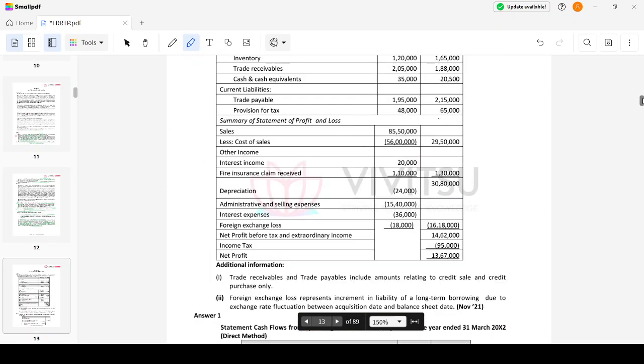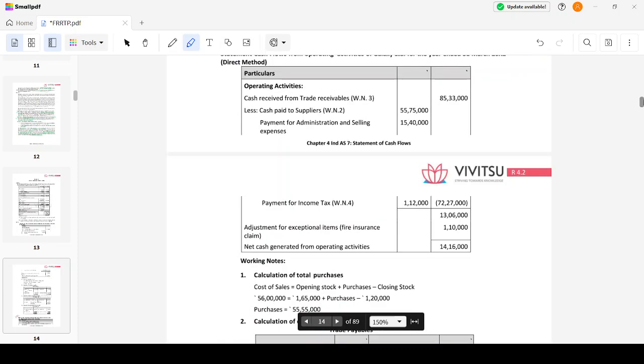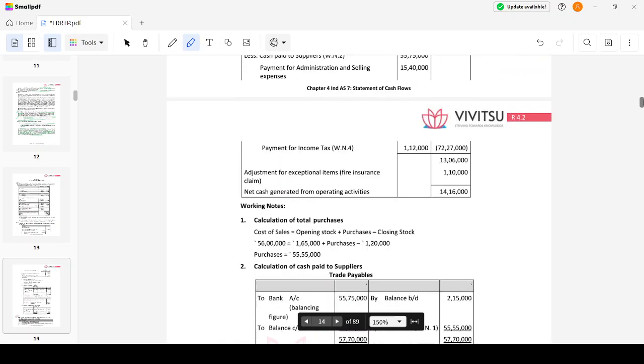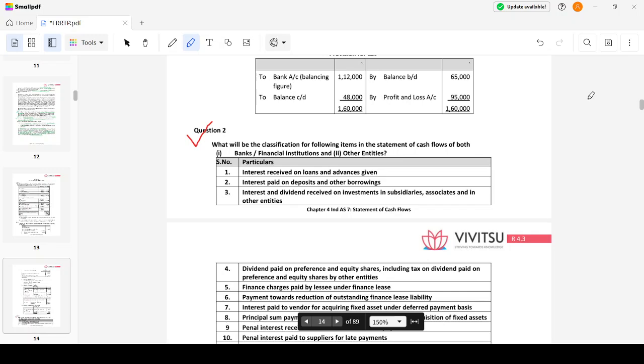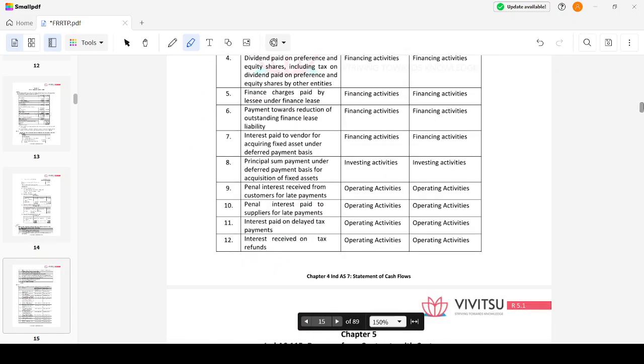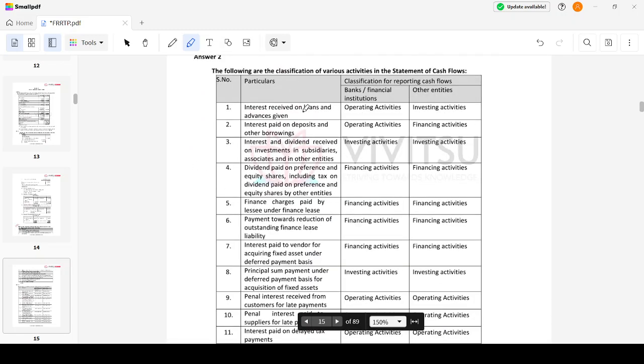In the cash flow statement standard, the first question is simple, what we actually do in the direct method. There's no big thing in there. Here, what will be the classification of the following items? Interest received on loans and advances, for banks and financial institutions. First let's discuss other entities, and we'll come back to banks and financial institutions. Interest received on loans and advances given.